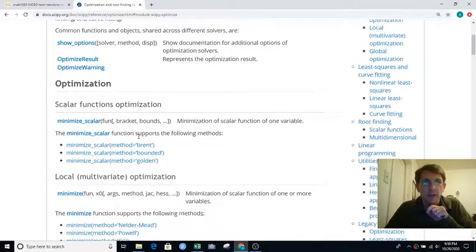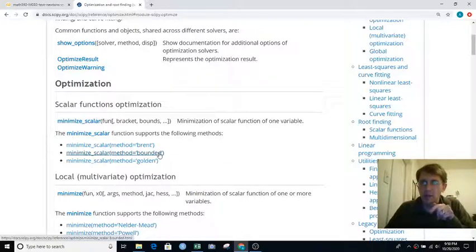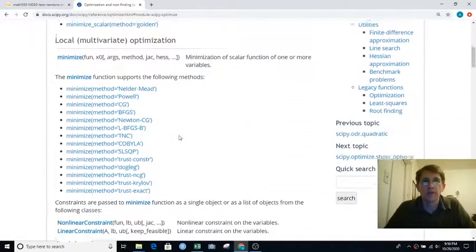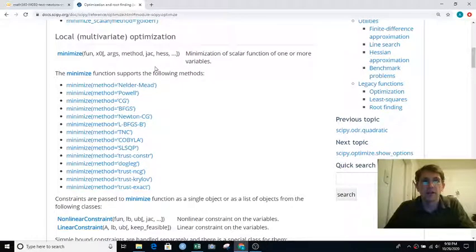So first, there's minimize scalar, and there's something called Brent's method. We've learned about that. Bounded, we haven't learned about, but we've also learned about golden section. So 2 out of the 3 isn't bad for that kind of one-dimensional line search kind of thing. And then for multivariate optimization, let's take a look here.